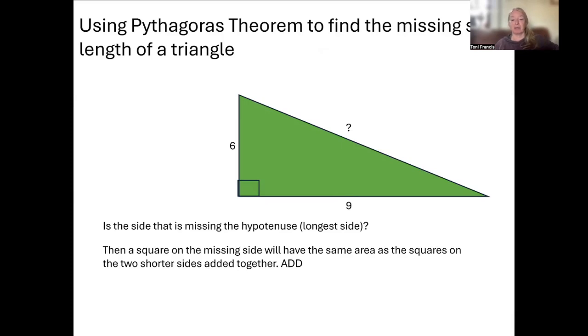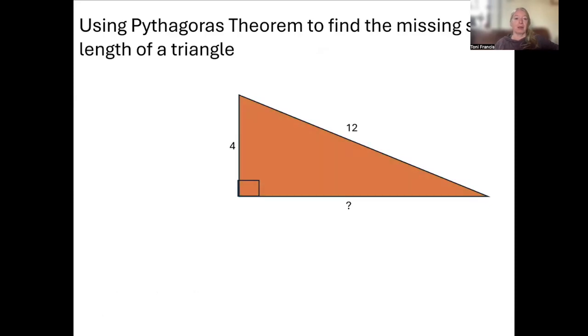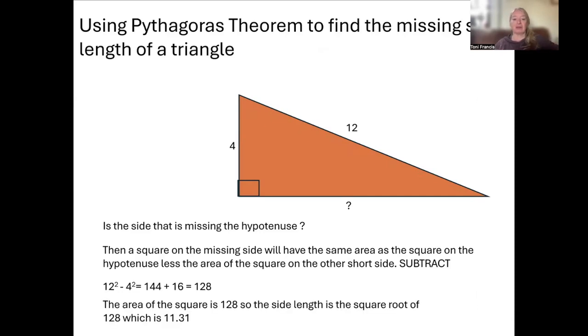So I've made that really simple. Longest side missing, add. And there it is. And then, is the longest side missing? No. The longest side isn't missing, subtract. So then we square the two numbers we do have and subtract them, and that will give us the missing side. As we go on, we will move towards a squared equals b squared plus c squared and labeling triangles.